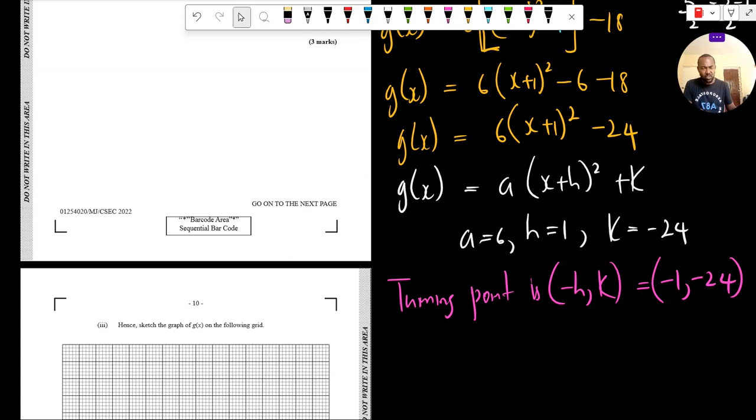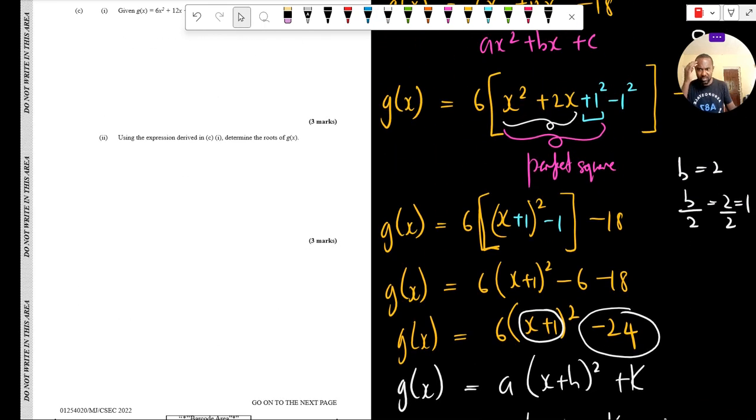Now you have to remember that the x-coordinate of the turning point is essentially the value of x which makes this expression equal to 0. So inside here we have (x + 1)². If you set x + 1 equals 0, that gives you x equals -1. And so the x-coordinate of the turning point is -1. And this value over here is the y-coordinate, -24. So hence, the turning point is (-1, -24). All right? Now, let's go back to see what the next part of the question says.